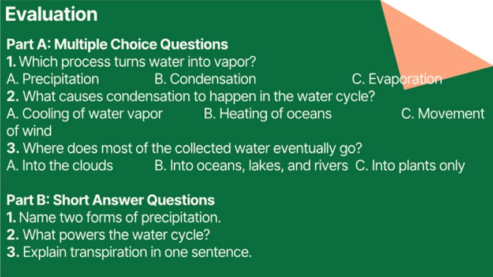Question 2. What causes condensation to happen in the water cycle? A. Cooling of water vapor, B. Heating of oceans, or C. Movement of wind?